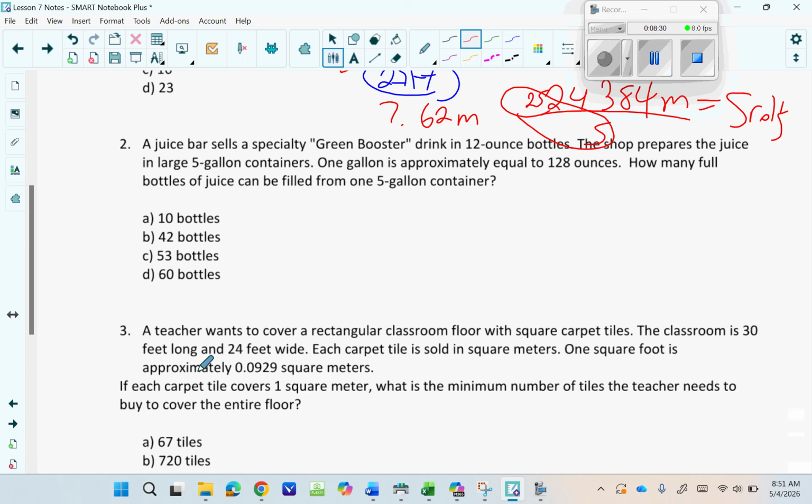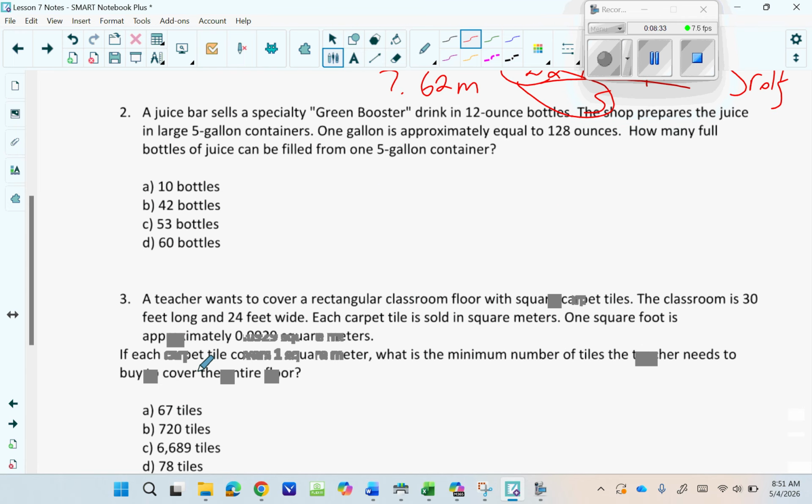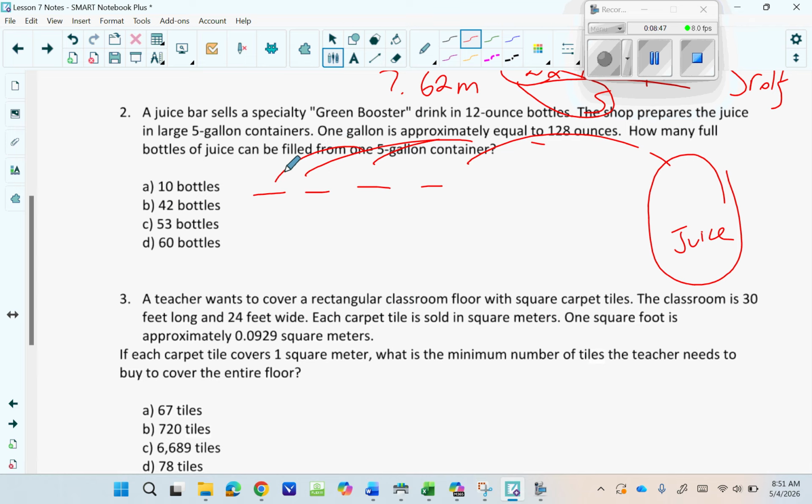Okay, number 2, we have this juice bottle. I have all these juice bottles, and I have this big 5-gallon container of juice. What I'm trying to do is pour the juice into the juice bottles. So I need to figure out how many bottles I need to prepare in order to get rid of all the juice in the 5-gallon container. It tells me that 1 gallon is equal to 128 ounces. So if I have 5 gallons, I multiply that by 5, and I get 640 ounces.